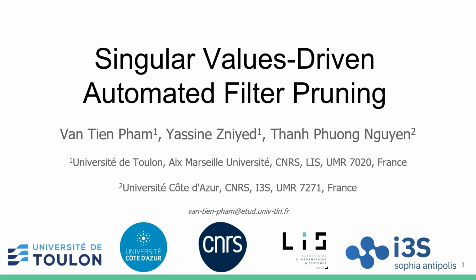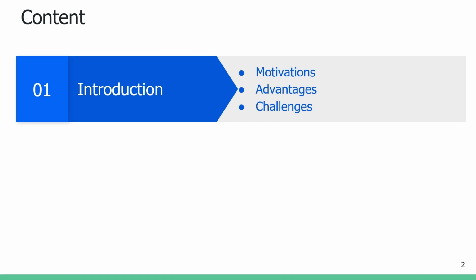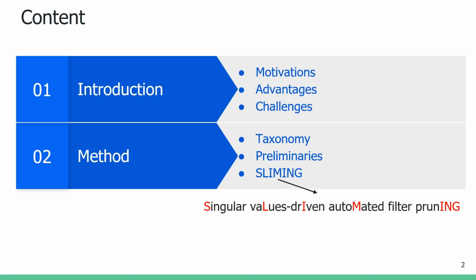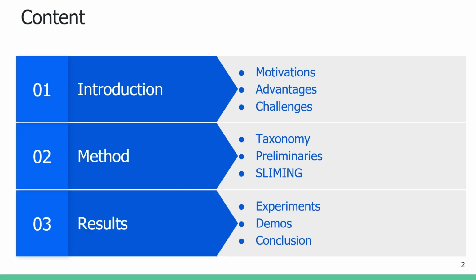My presentation has three parts. First, I'll cover the motivations for network compression, including its advantages and challenges. Next, I'll review the taxonomy and background of network pruning and present our method, Sliming. Finally, I'll share our experimental results and some demonstrations.